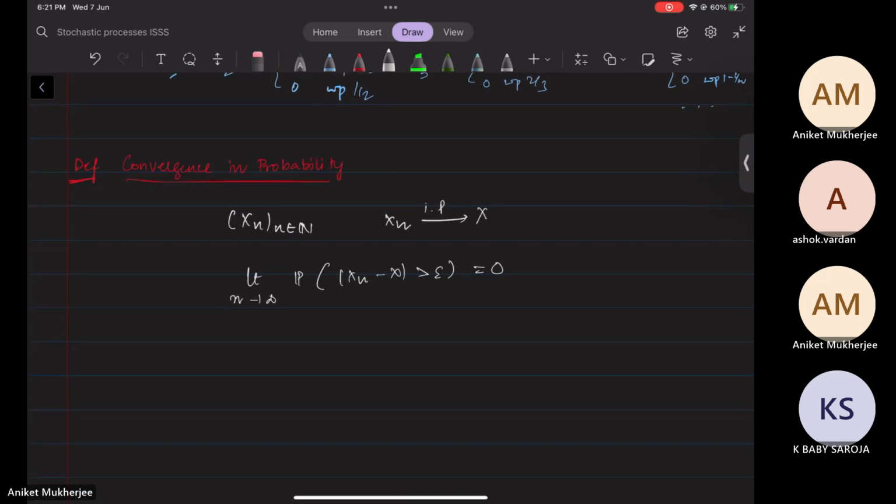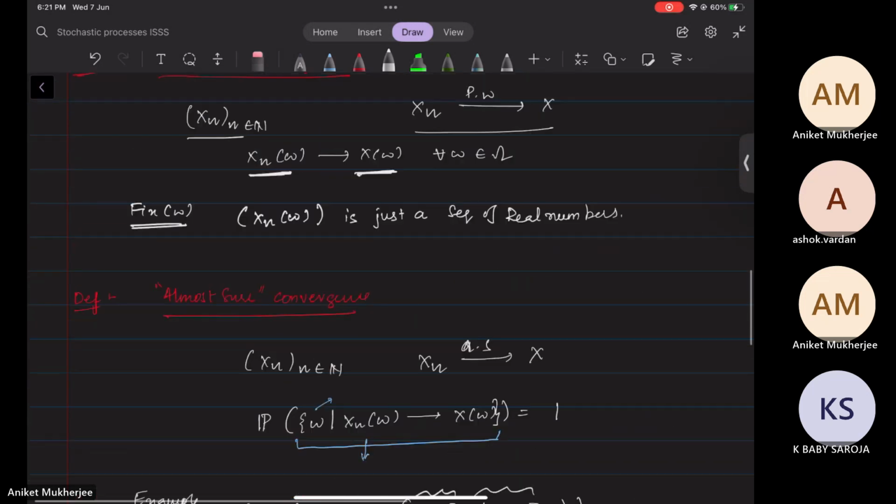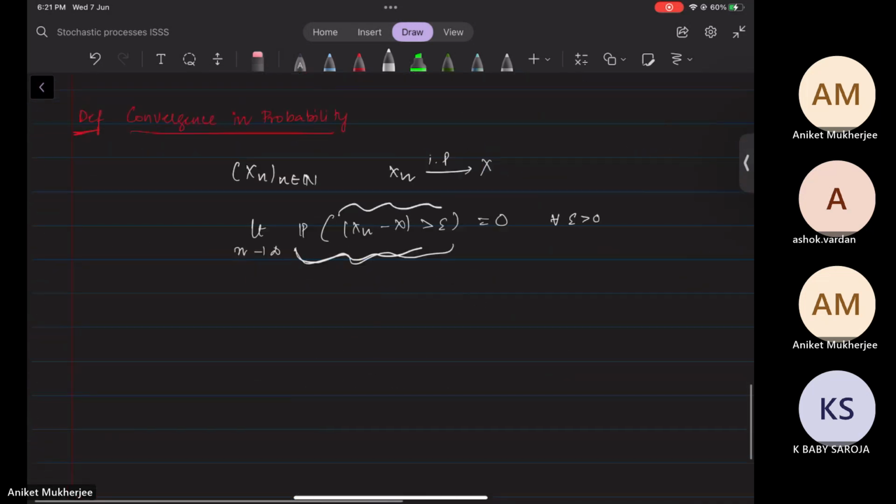So what this is telling is, you take the probabilities of this event for each n, and you see what happens. This is for all epsilon greater than 0. So basically you generate a sequence of probabilities and you see whether the sequence of probabilities converges to 0 in your notion of convergence of real numbers, because probabilities are just numbers. So yeah, in the previous one, let me write it down clearly.